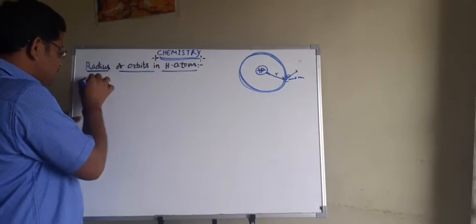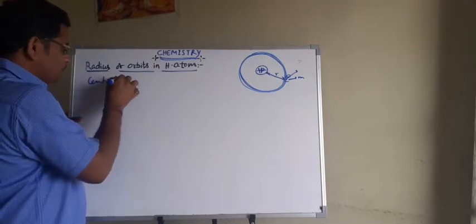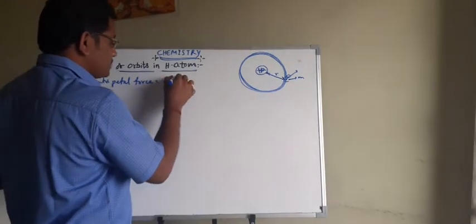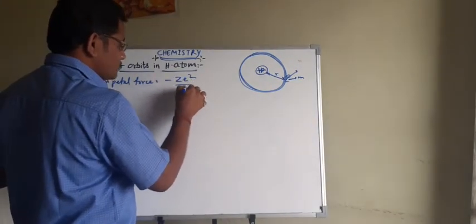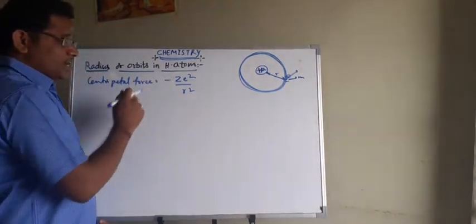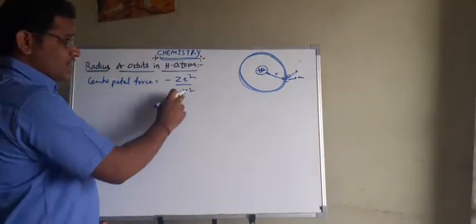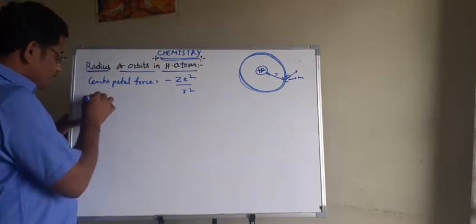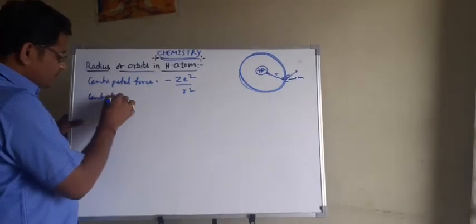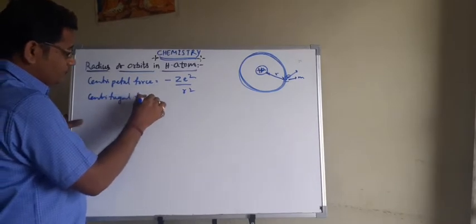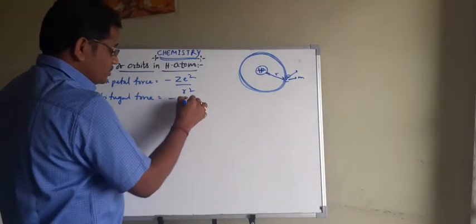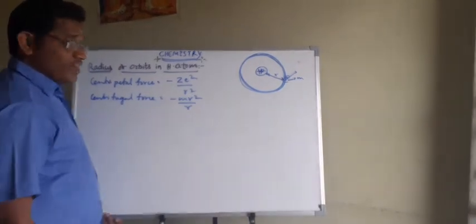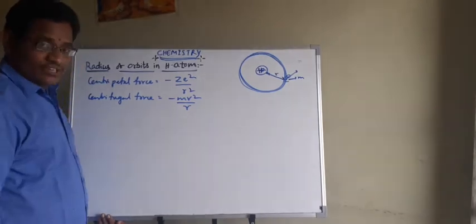So what is the centripetal force? Centripetal force is equal to minus Ze square by r square. Here Z is the atomic number, e is the charge of the electron, and r means the radius of the orbit. Next, centrifugal force is equal to minus mv square by r. Here m means the mass of the electron, v means the velocity of the electron, and r is the radius of the orbit.